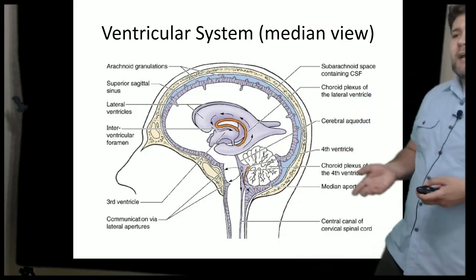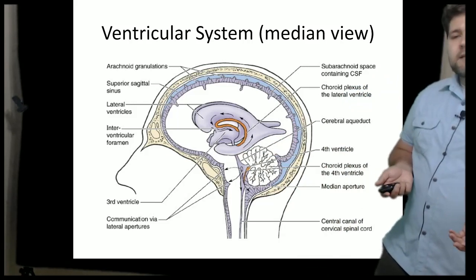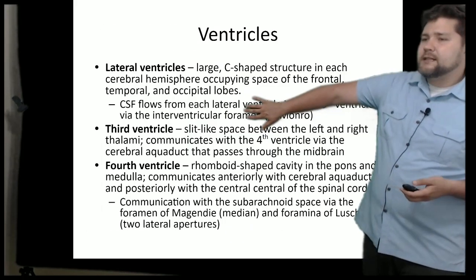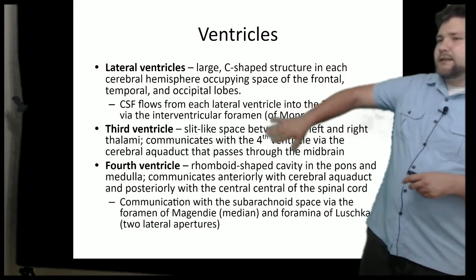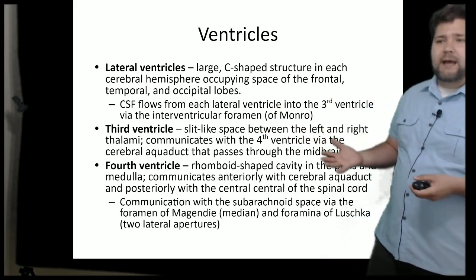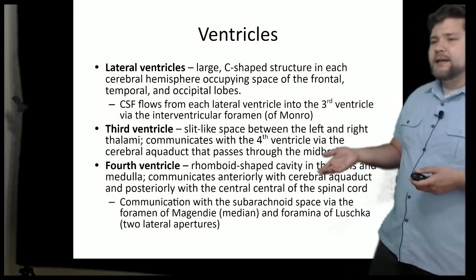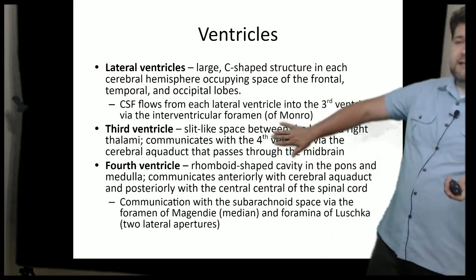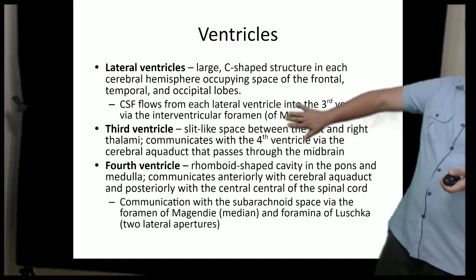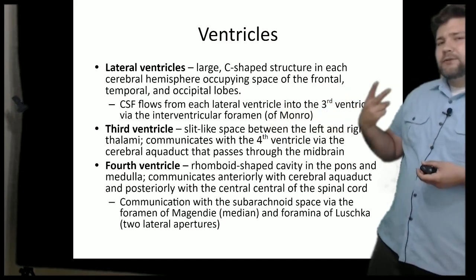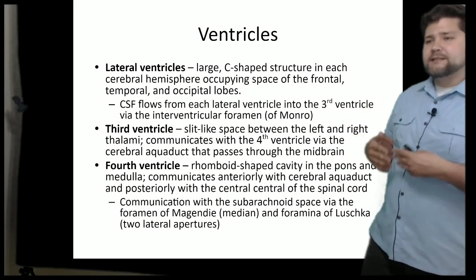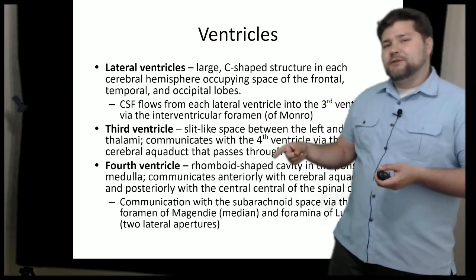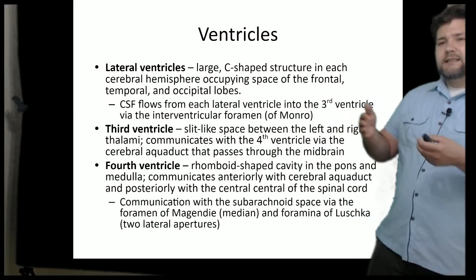Eventually that's going to make its way out into the subarachnoid space that we looked at earlier, and the way that happens is through these apertures. Once we get to the fourth ventricle, everything's going to dump out into one of three possible apertures, which are just openings into the subarachnoid space. You have a median aperture, or foramen of Magendie, however you want to pronounce that, and a foramen of Luschka, which is your lateral aperture. So you have two lateral apertures and one median aperture. Remember, it's not medial aperture. It's median aperture, and it's lateral apertures.